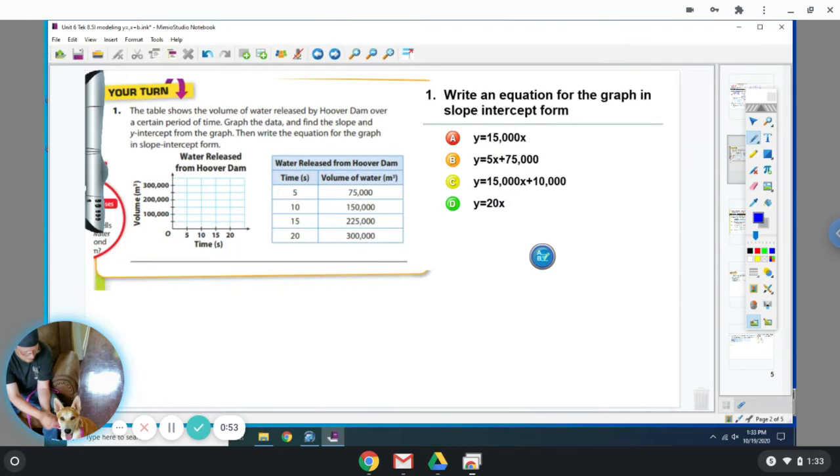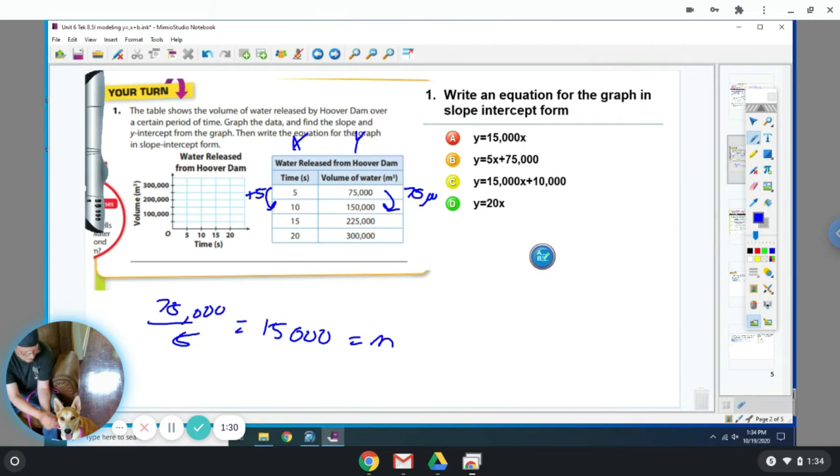Okay, so now you try one. And you don't need to graph it. I just need you to find the equation. So this is your x, and this is your y. The change between the y's will be 75,000, and the change between the x's is 5. So you have 75,000 over 5. And you divide that, and you get 15,000, which is your m, your slope.